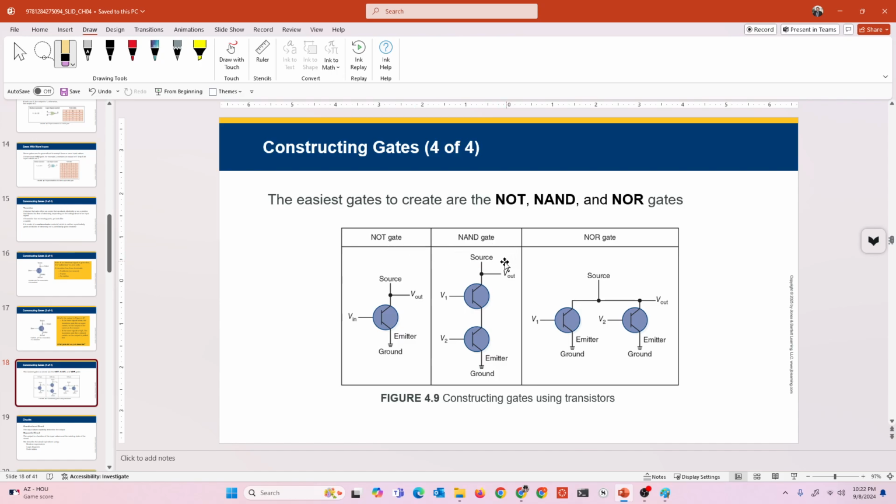NAND gates. This is the opposite of an AND. Why? Because this line right here will not be passing any voltage only when both of them are connected.